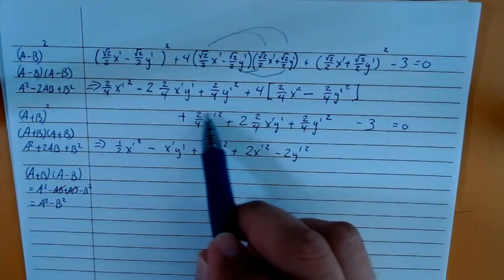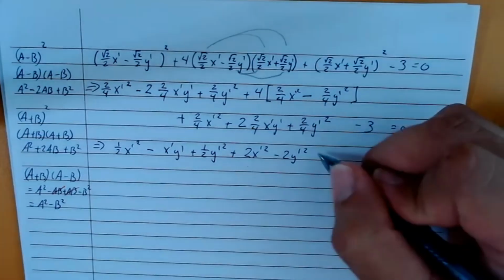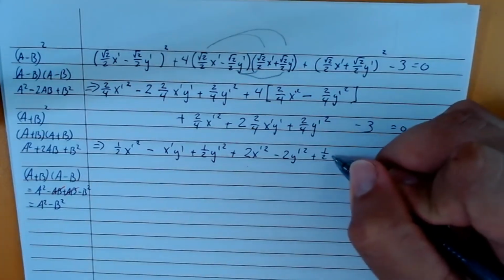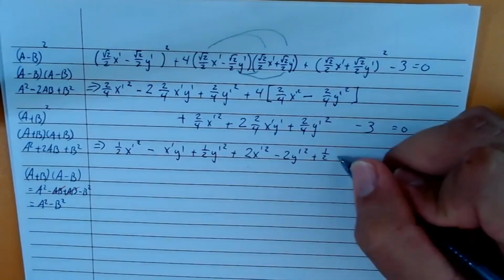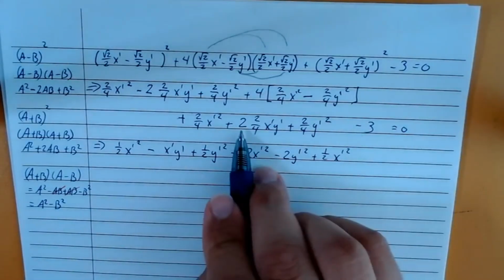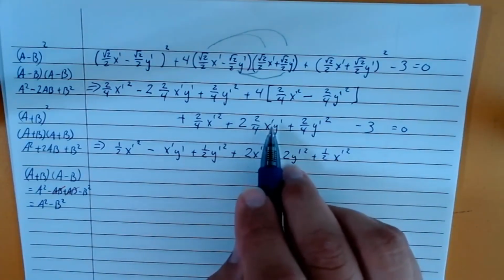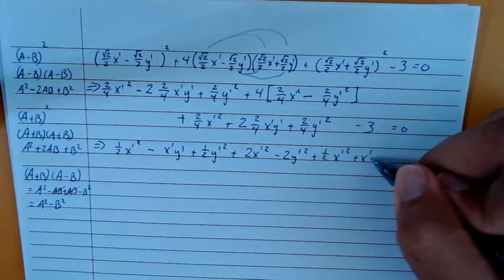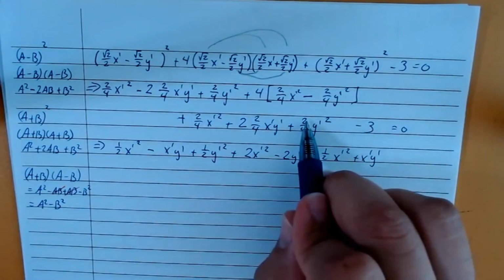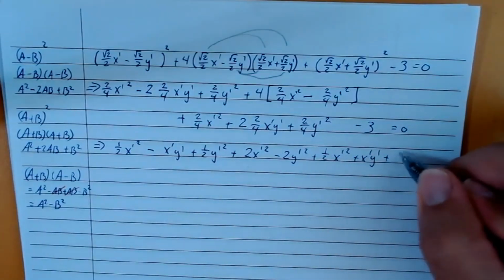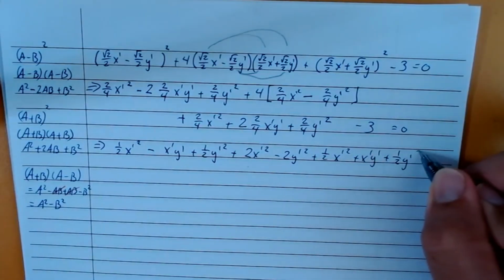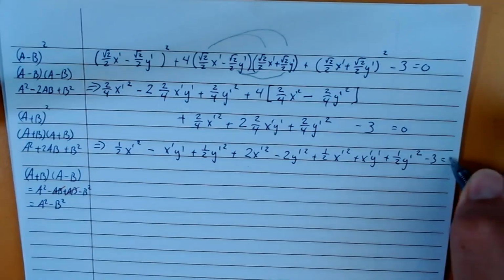Here, that one is, again, 1/2 x prime squared. Oh, sorry, that should be x prime squared, yeah. Here, 2 times 2/4, that's 4/4, which is just the number 1, x prime y prime. And here, 2/4 is the same as a half y prime squared. Minus 3 equals 0.